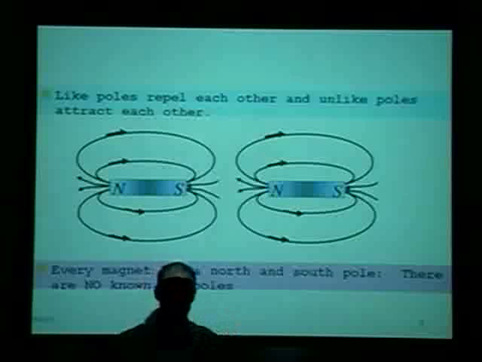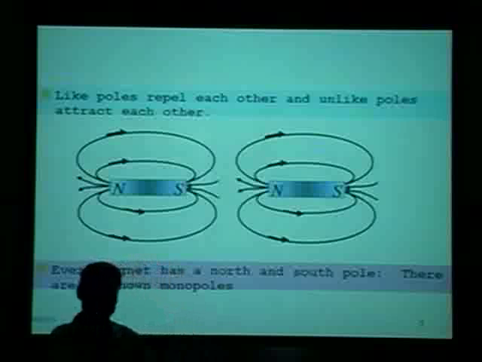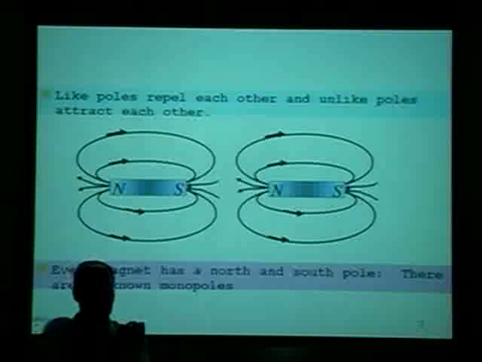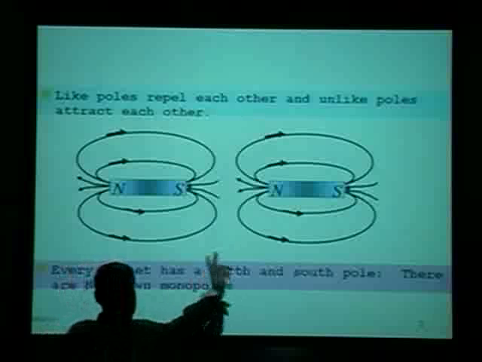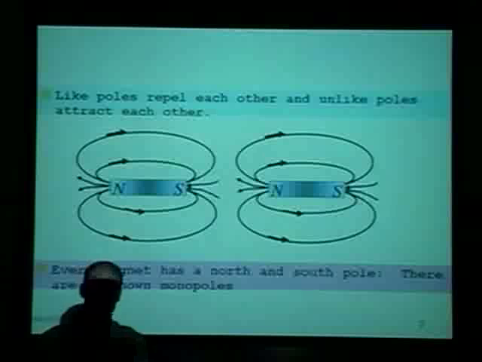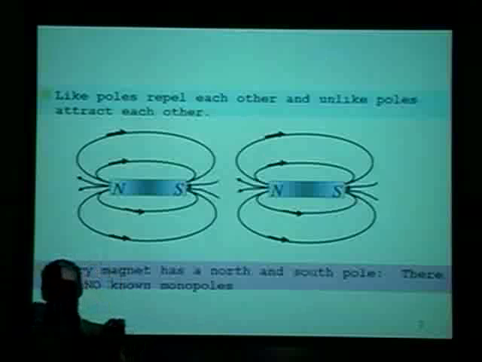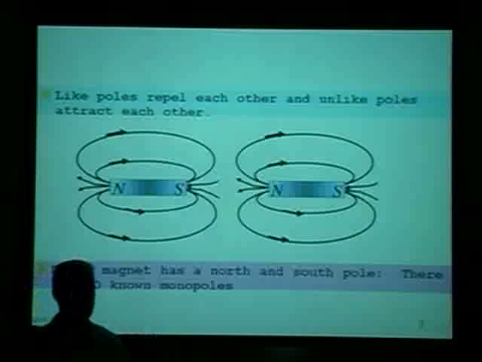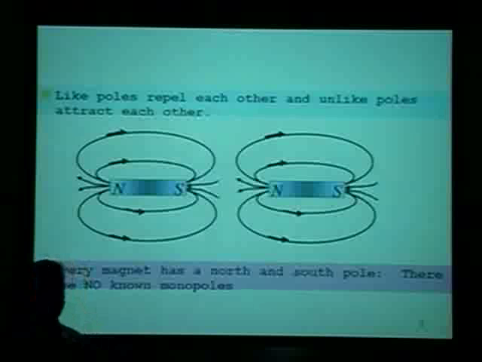Keep on cutting. At some point, you would think, I might get to the point where I keep on cutting, and I'll actually cut them into a monopole on either side, a North Pole and a South Pole. Not going to happen. So even if I cut and cut and cut, I'll always create two new magnets, North and South. I can't isolate one pole by itself. There are no known monopoles in nature.